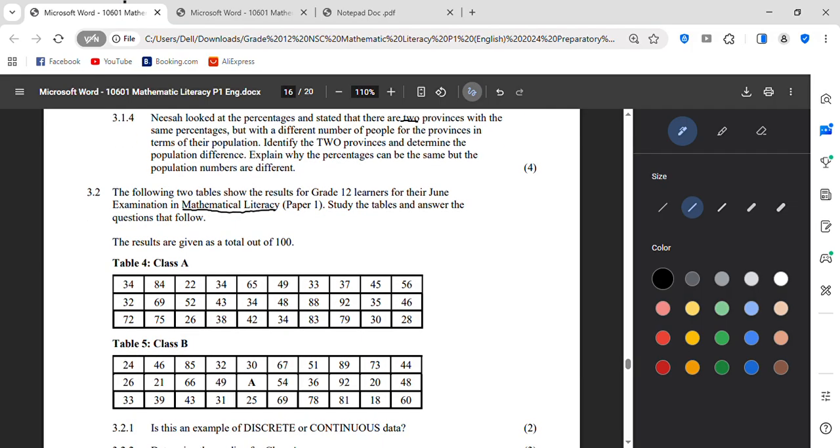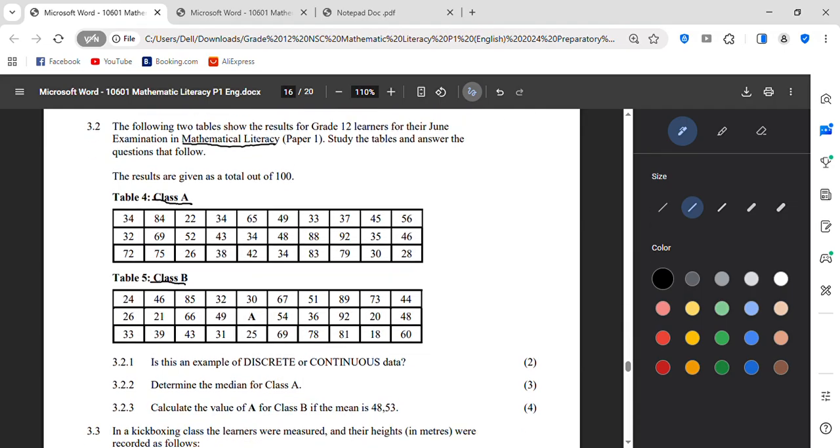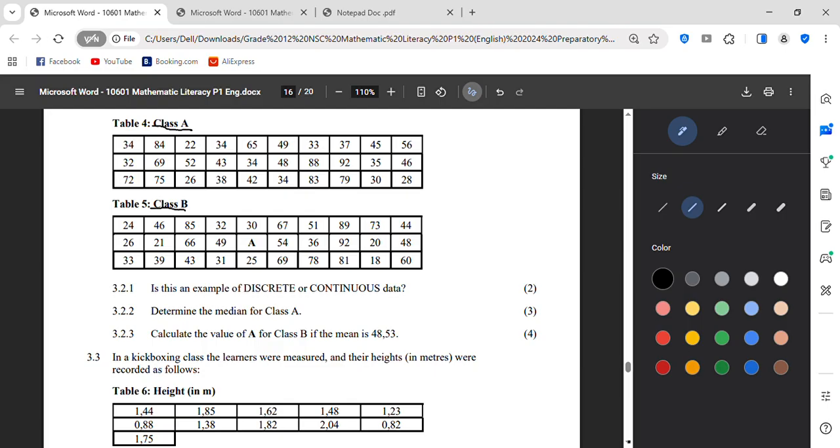We have two classes. We've got class A, these are the results for class A, and then these are the results for class B. So let's try to answer the questions from here. 3.2.1 says, is this an example of discrete or continuous data? So this data is whole, there's no decimal. Data that is whole numbers with no decimal is discrete. So your answer here is discrete on number 1.